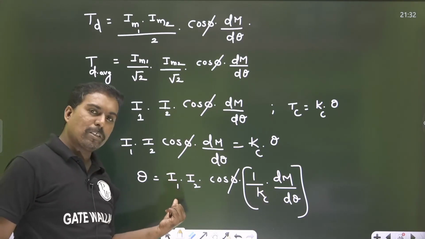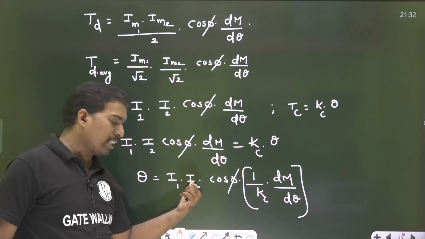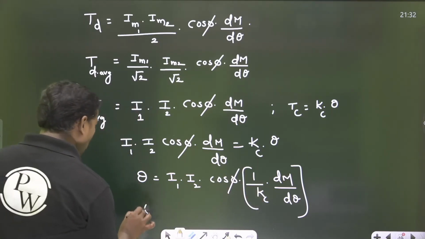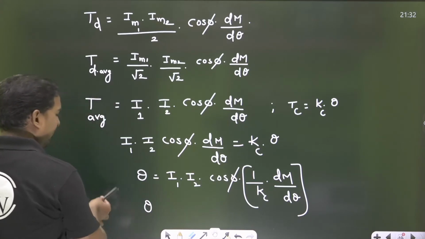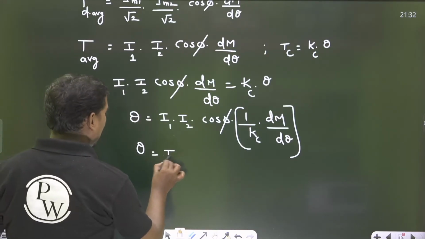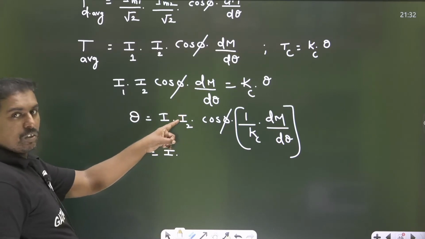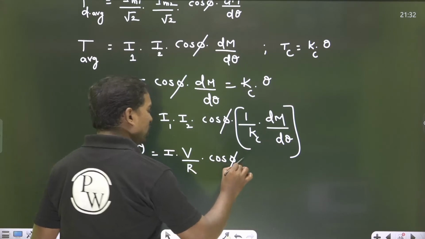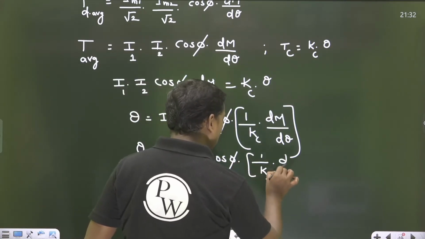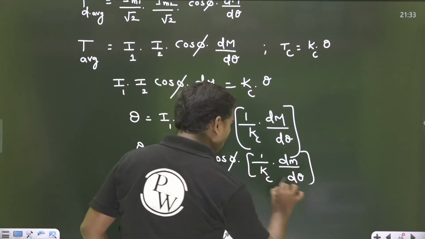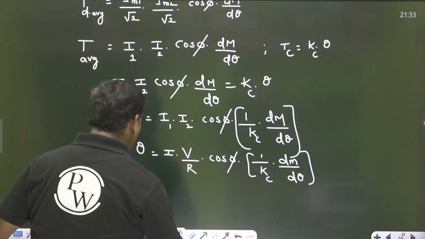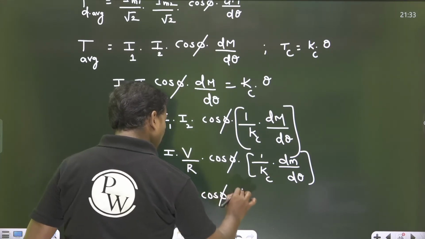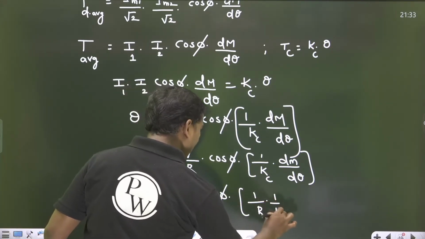This is the current passing through the current coil, I can write ICC. This one I can write as VPC by R. So now this expression of theta becomes, I is equal to V by R cos phi, into 1 by Kc dM by dθ. If you send this R to this side, what do I get? Theta is equal to VI cos phi, 1 by R, 1 by Kc dM by dθ.